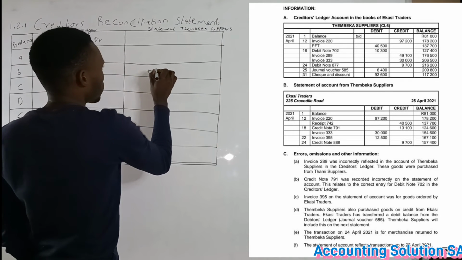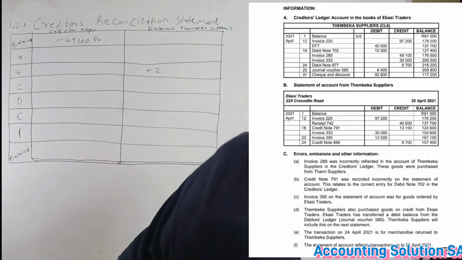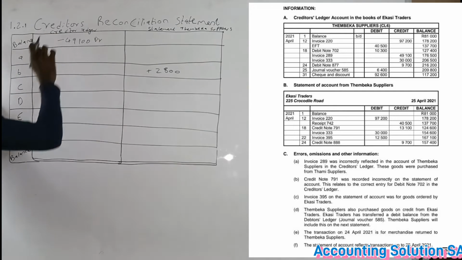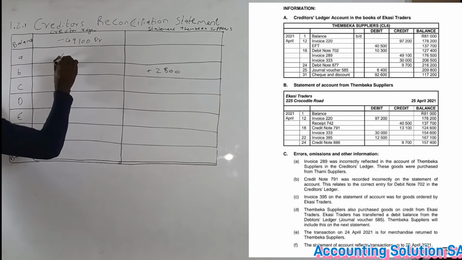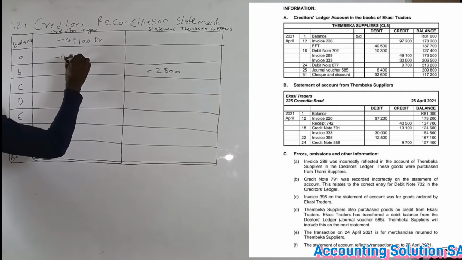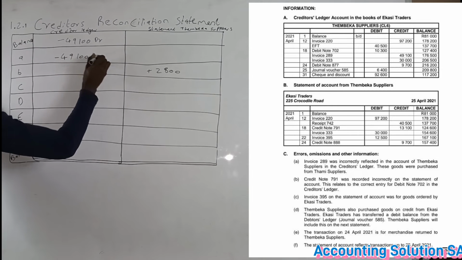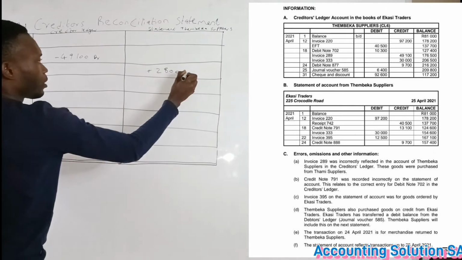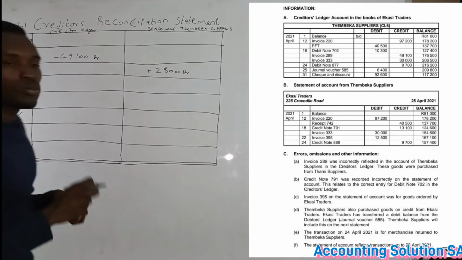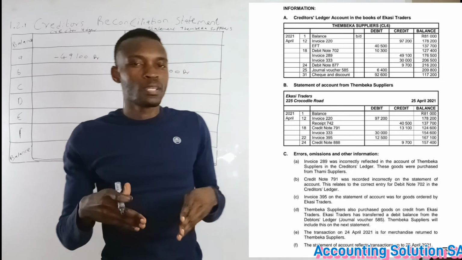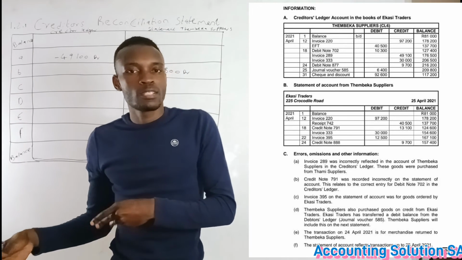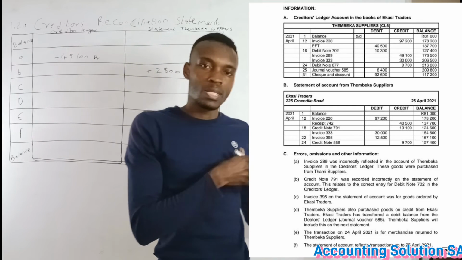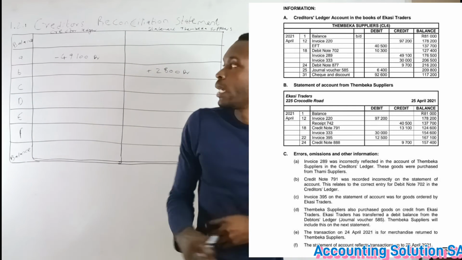Number B is plus 2,800. Apologies about this one, it is number A, we're supposed to write it here. 49,100 is debit. This one is going to be debit as well. Why debit? Because remember, it has been credited, negative 13,100. So when we add, we debit. Simple as that. All right.